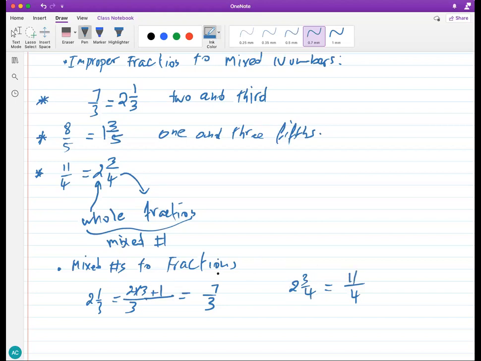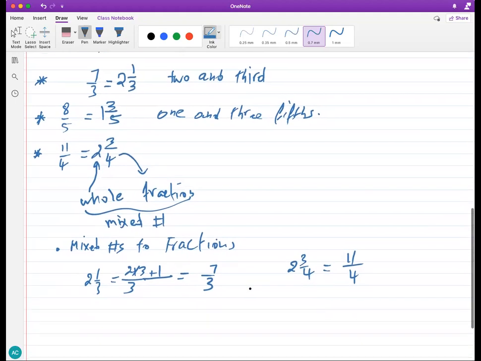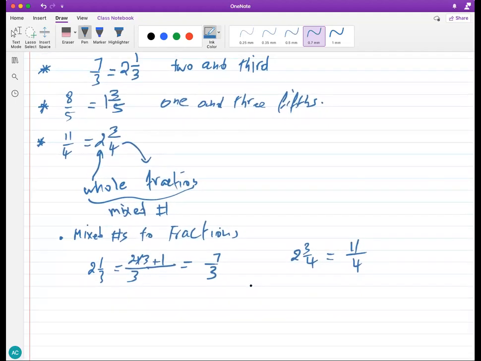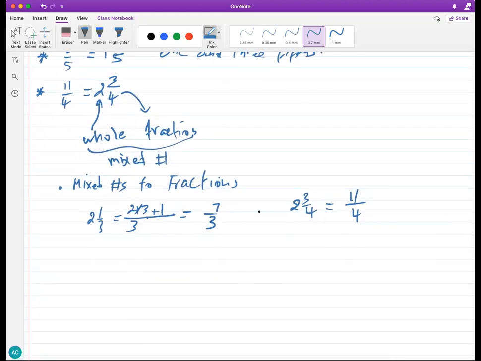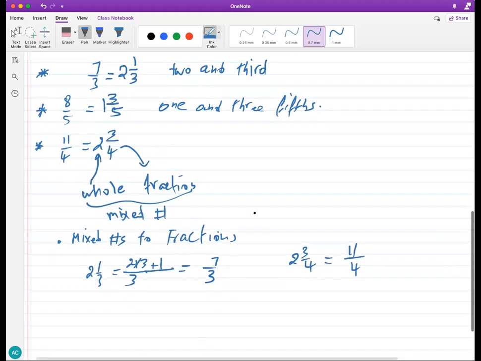So we can go back and forth easily between mixed numbers and improper fractions as needed. Most of the time, we're going to need to turn mixed numbers into this, add or subtract, do whatever we have to do, and then convert the final answer back to this. We're going to talk about that in the future when we add, multiply, and do everything with fractions. Mixed numbers to fractions, so that's pretty simple.